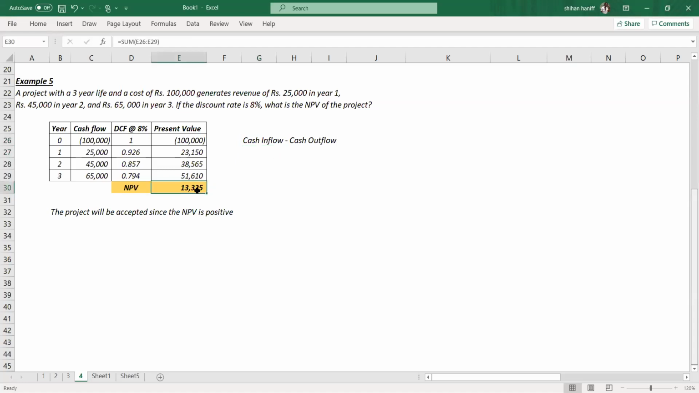How do we calculate? Why do we deduct and add? Cash inflow is the addition of these three. 113,325. Our outflow investment is 100,000. So that's how we got 13,325. Okay, inflow minus outflow. You are getting a profit. That is called NPV.